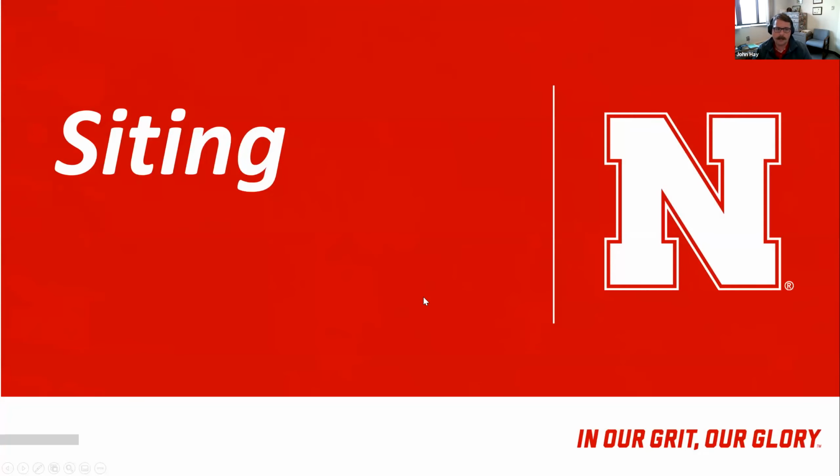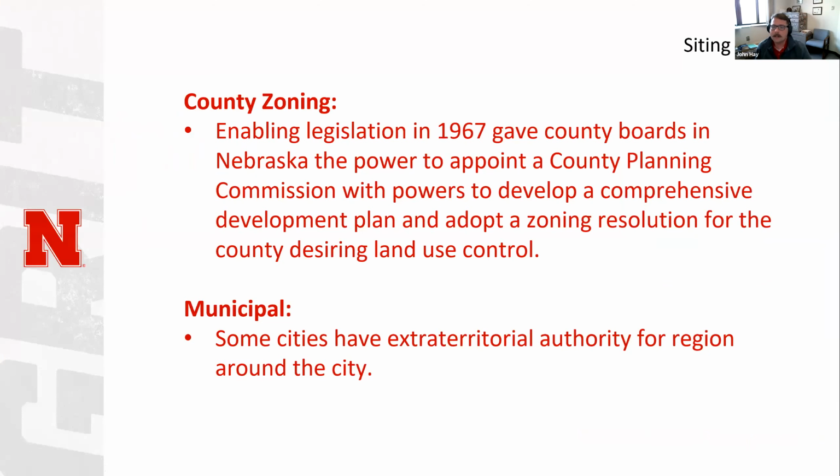Let's talk a little bit about siting. Who has the authority to approve these projects? In Nebraska, the county has a lot of that power. Counties can put together and control the zoning within their counties, and many counties in Nebraska are zoned. And that county planning commission that deals with the zoning is the one that's going to be able to approve or disapprove that particular project in that county based on the rules that they have in place.